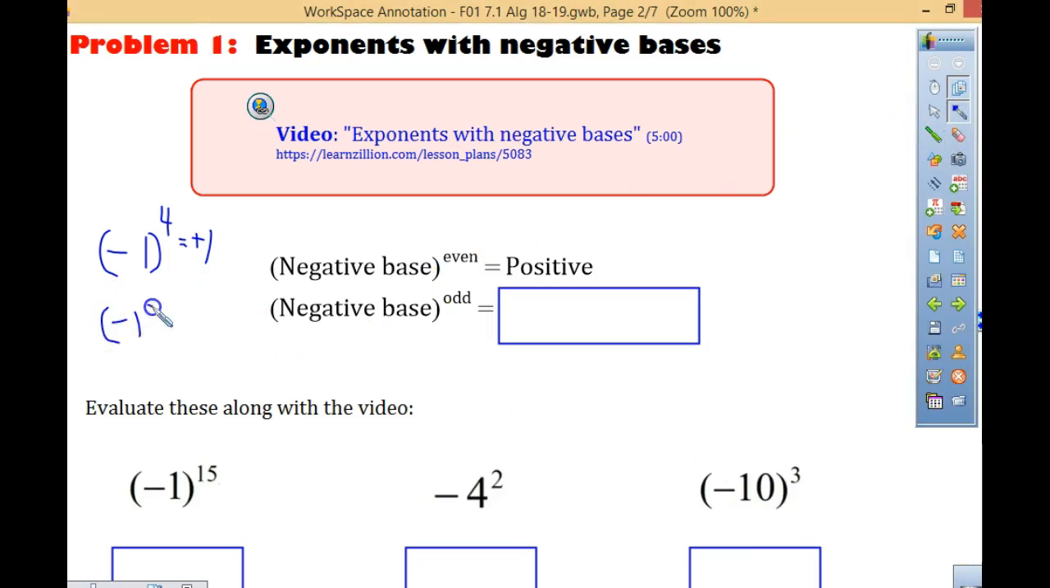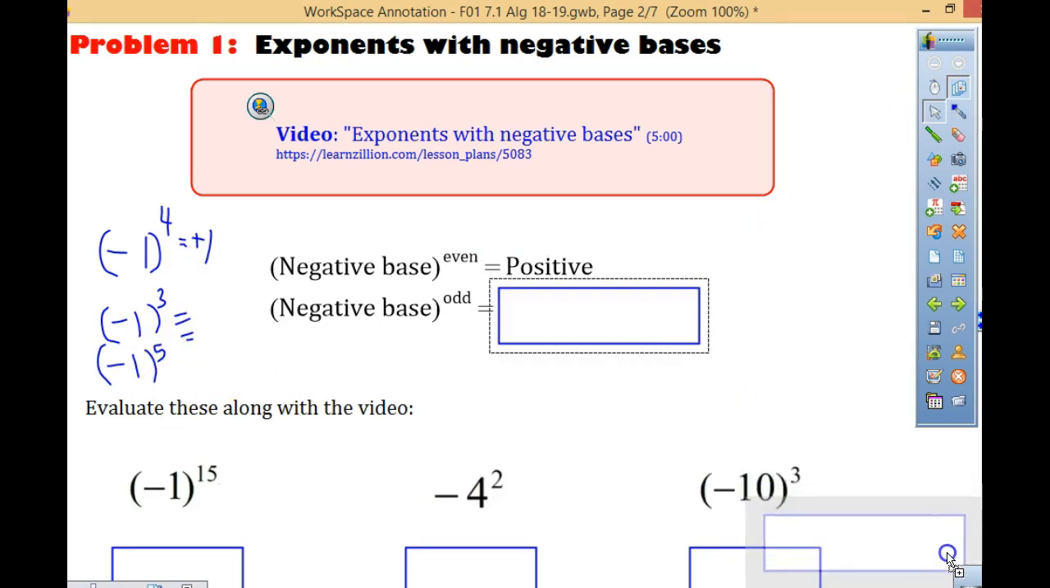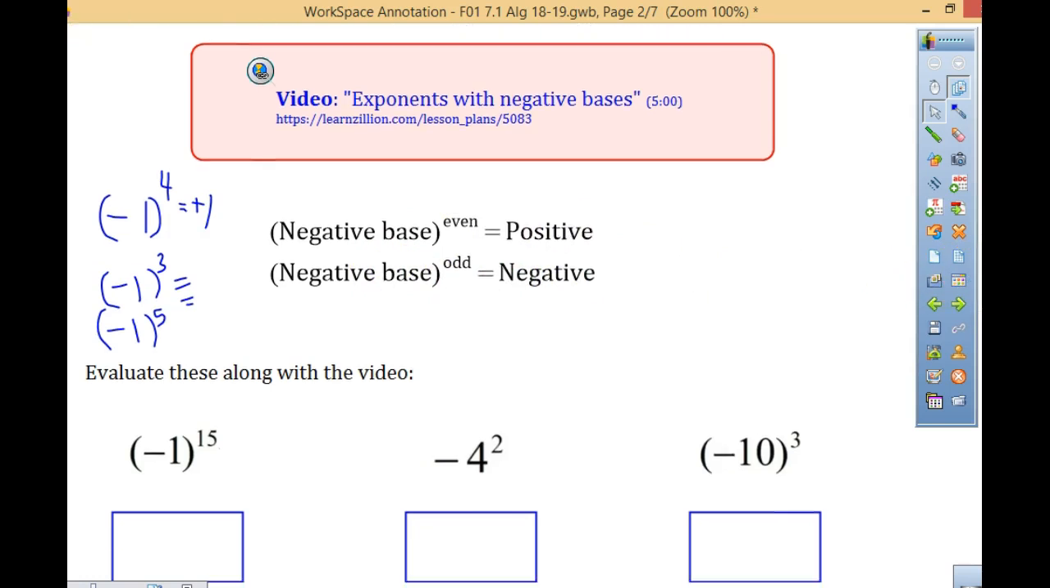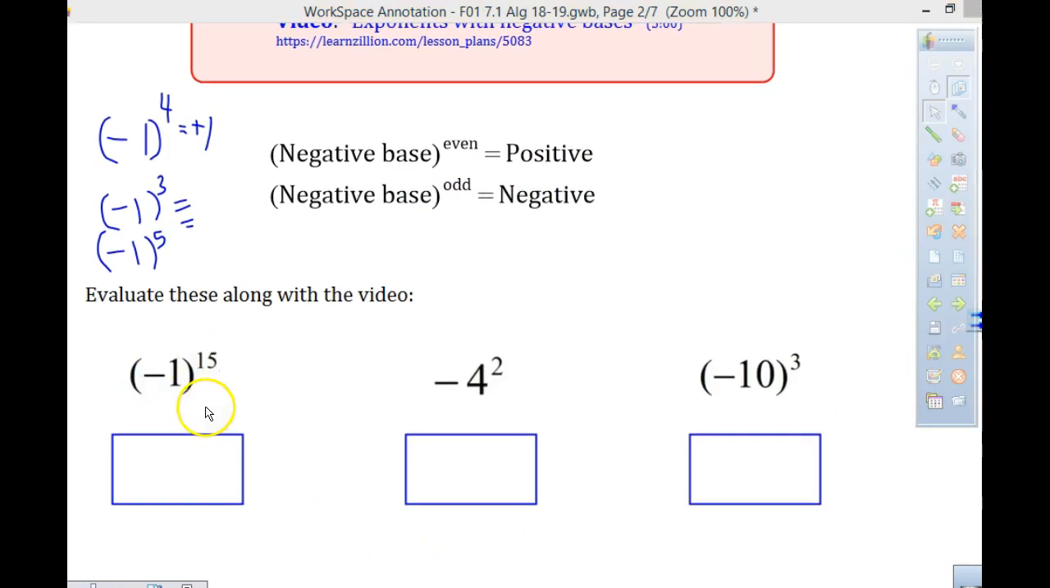If I have negative 1 to the 3rd, if I have negative 1 to the 5th, if I take a negative number to an odd power, my answer is always going to come out to be negative. So a negative base to an even power is positive, and a negative base to an odd power is always going to give us a negative number. So we're looking at evaluating negative 1 to the 15th power. I'm multiplying 15 negative 1s together. Should it be positive 1 or negative?